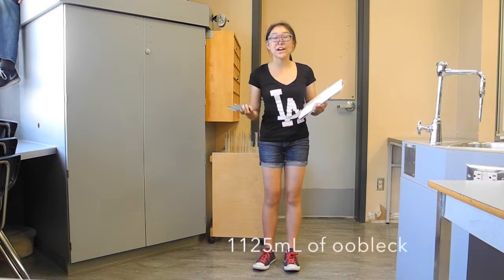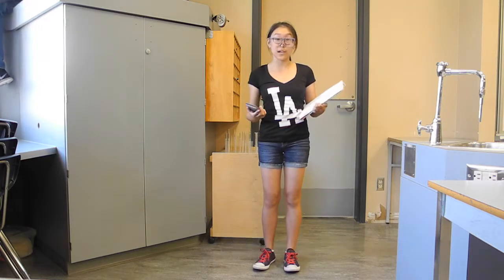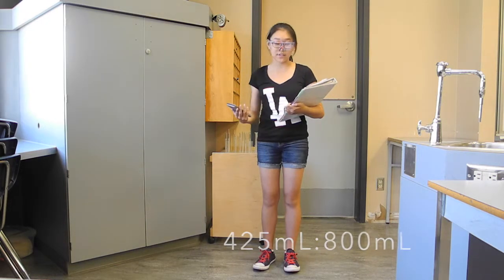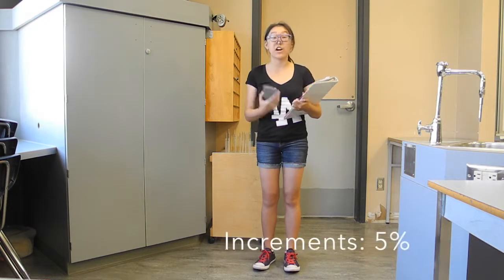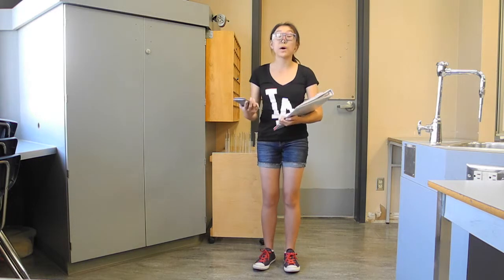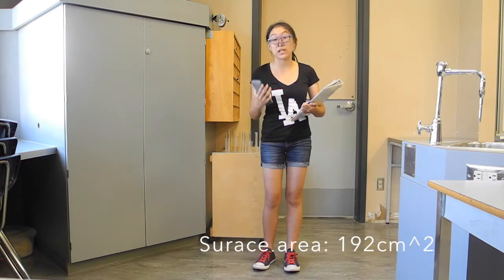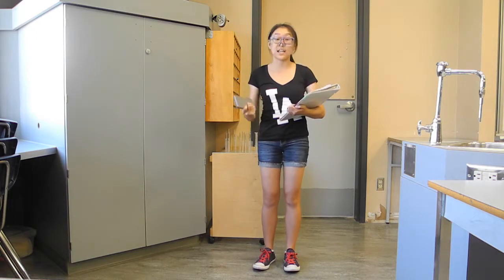We will be using 1,225 milliliters of Ooh-Bleck with a water to cornstarch ratio of 425 milliliters to 800 milliliters and experiment using weight increments of 5% of the total amount. The lunchbox will be dropped from a height of 30 centimeters and the surface area of 192 centimeters squared will remain the same as it is the same lunchbox.